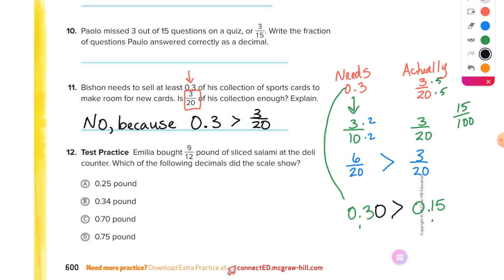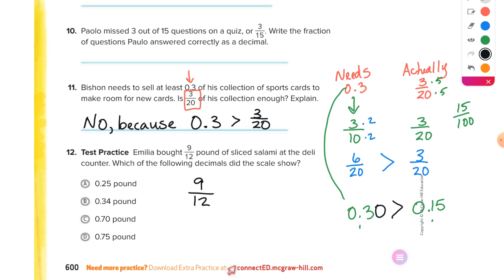Amelia bought 9/12 pounds of sliced salami at the deli counter. Which of the following decimals did the scale show? So it's asking which decimal is equivalent to 9/12. Is this an option 1 problem? Nope. What about option 2? It can be.